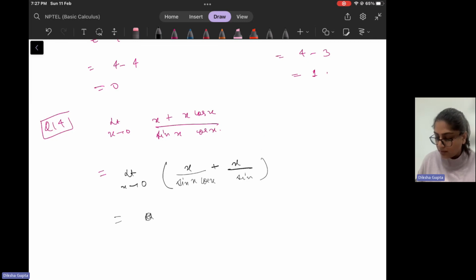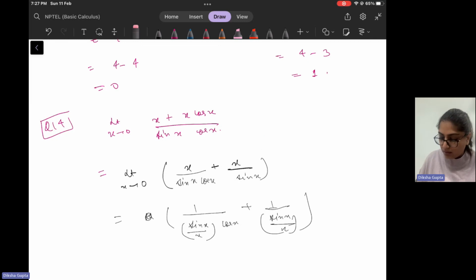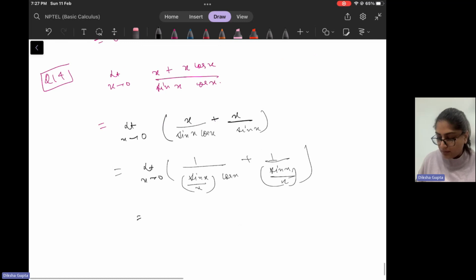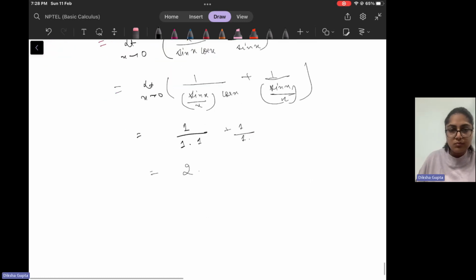So this is 1 by (sin x by x) cos x, plus 1 by (sin x by x). Now you can just put the limit here. This will be 1 upon 1 into 1, plus 1 upon 1. So this will be 2, right? So, one simple question again.